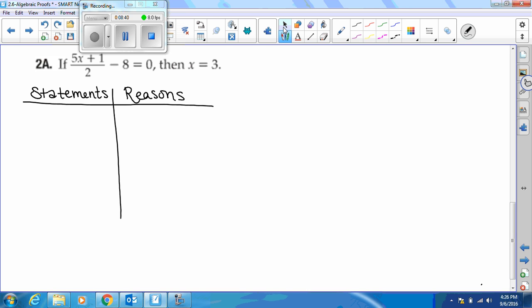And you always start with your given. And then we're going to start solving. So the first thing I would do is add 8. This is where if you want to skip a step, you can. And then I would just say addition.